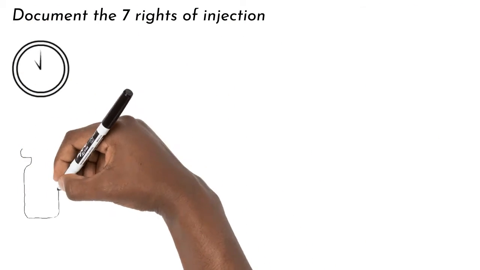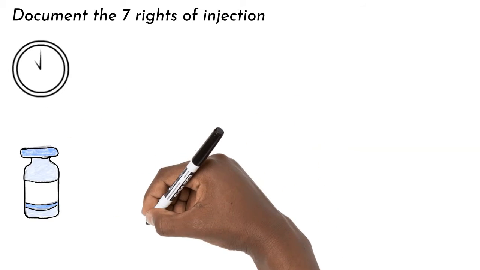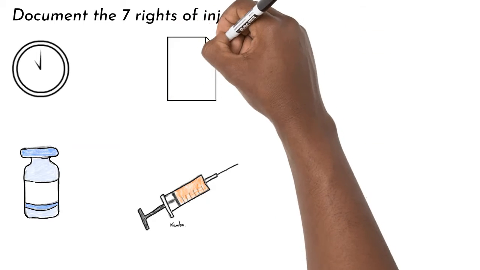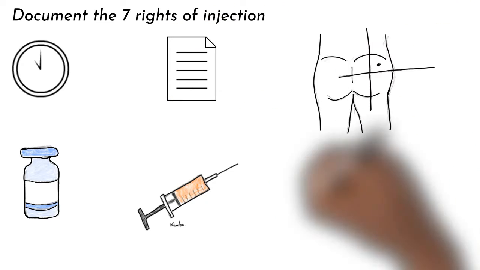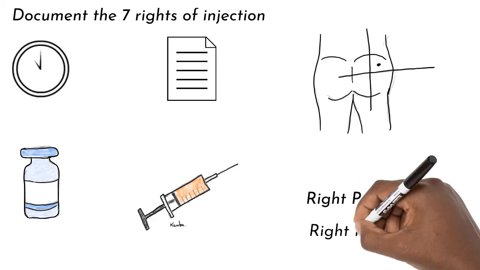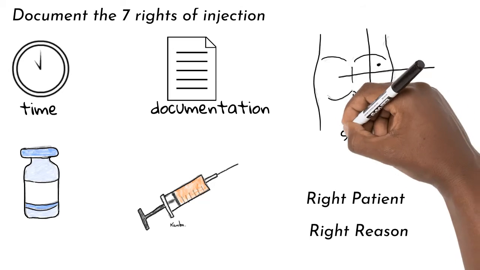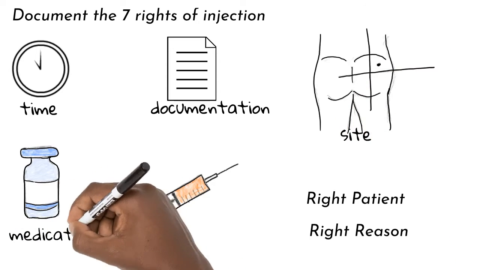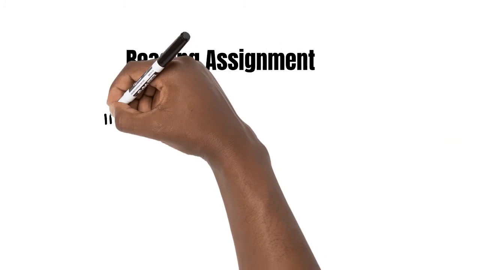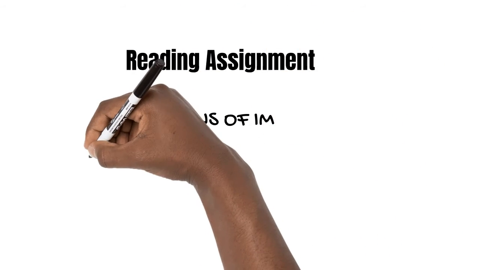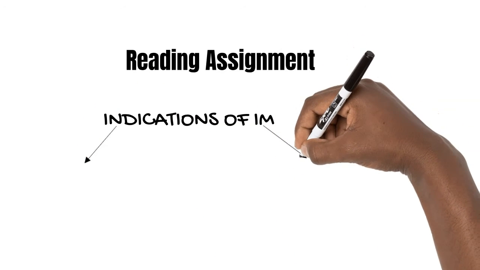Express the need to document the injection and include the time, the site, the name, and the dose of medication. This constitutes the 7 rights of injection. I will go over them again: the documentation, the time, the site, the name, the dose, the right route, and for the right reason.